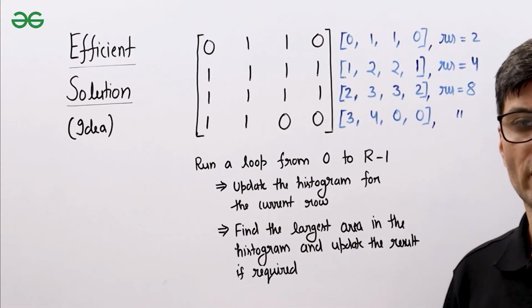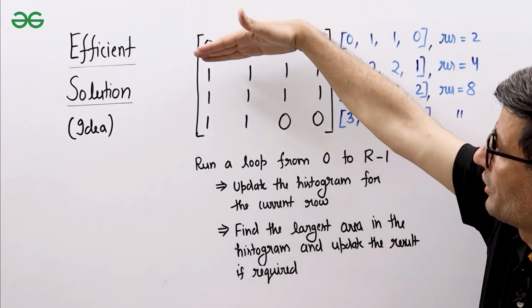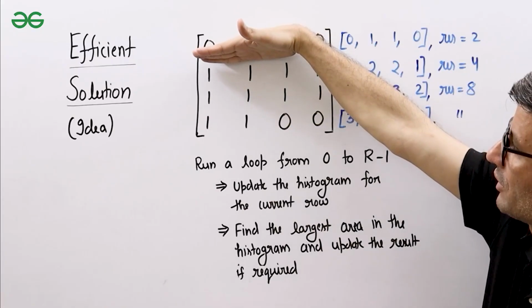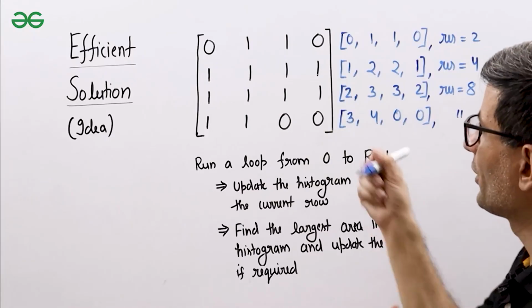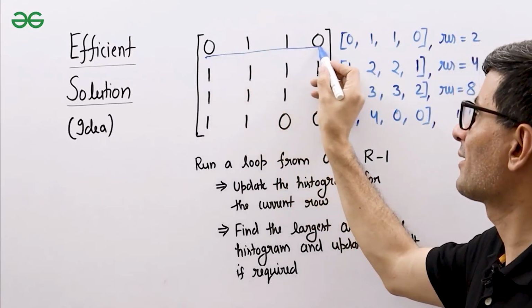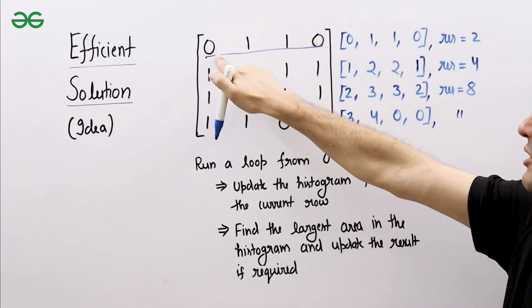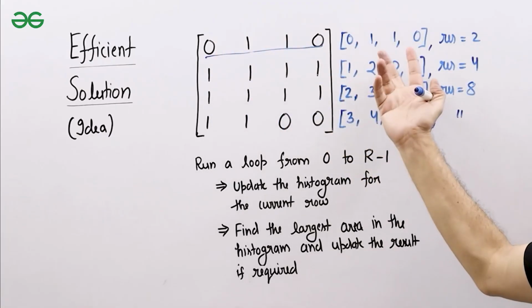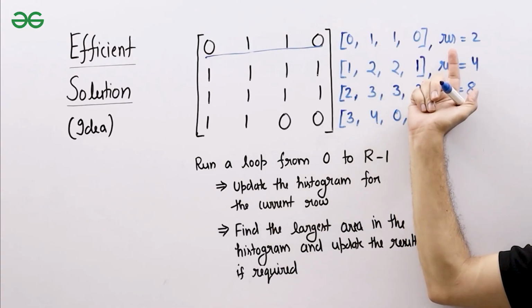Let's now talk about the idea of the efficient solution. What we do in this efficient solution is traverse the matrix row by row. First we traverse this row, then this row, then this row, then this row. When we are at this row, we consider this as a histogram problem with bars of height 0, 1, 1, 0. We compute the area for this and we get the area as 2. We update the result as 2.